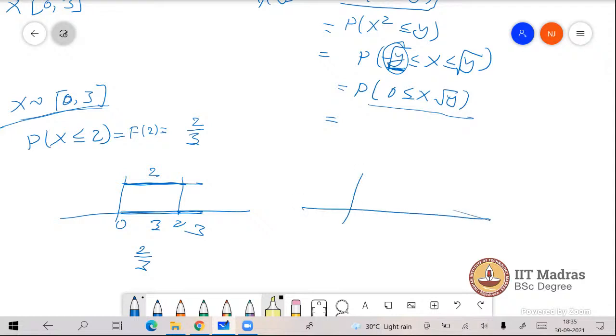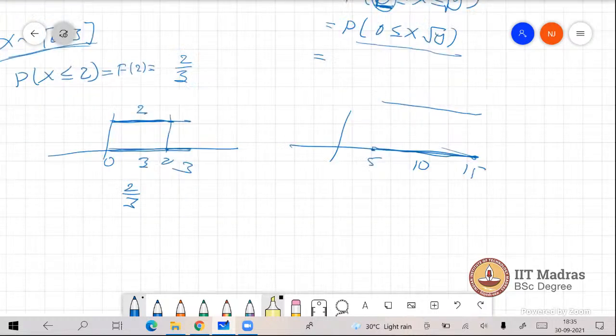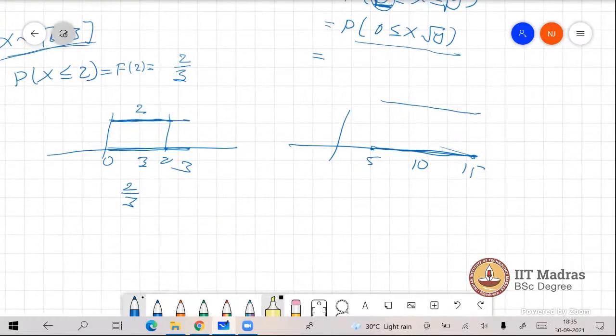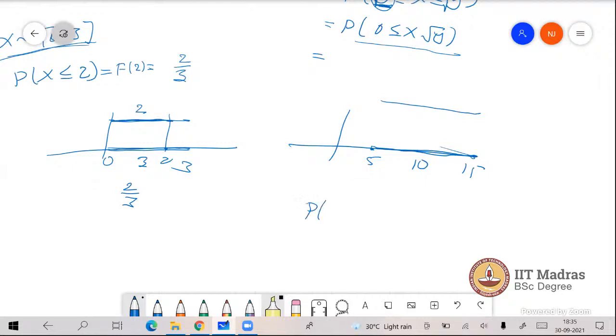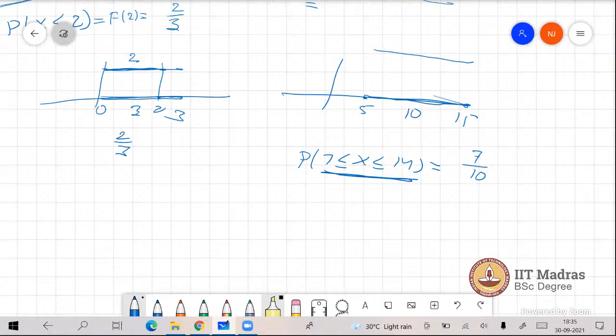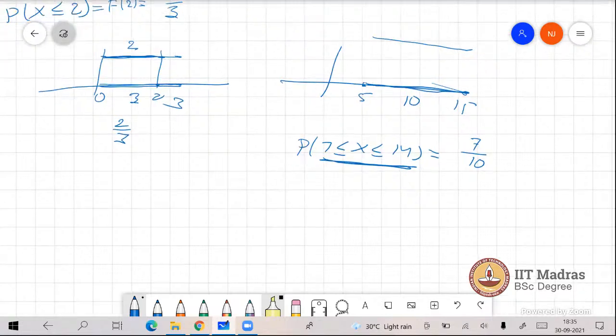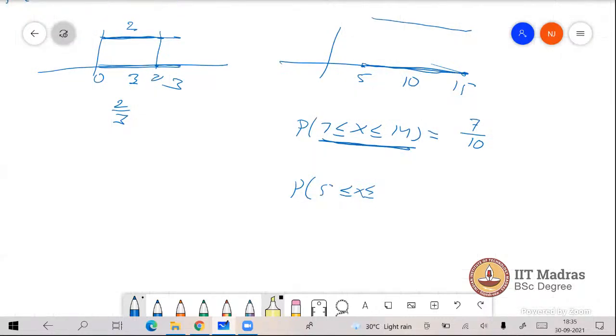Let's say the given interval is 5 to 15. What is the length of this interval? 10, right? If I ask what is the probability that x will lie between 7 and 14, what is the length of this interval? 7. And the total length is 10, so this will be 7 by 10. But what if I ask what is the probability that x will lie between 5 and 14, or let's say 12, or let's say 3? What will be the probability then?